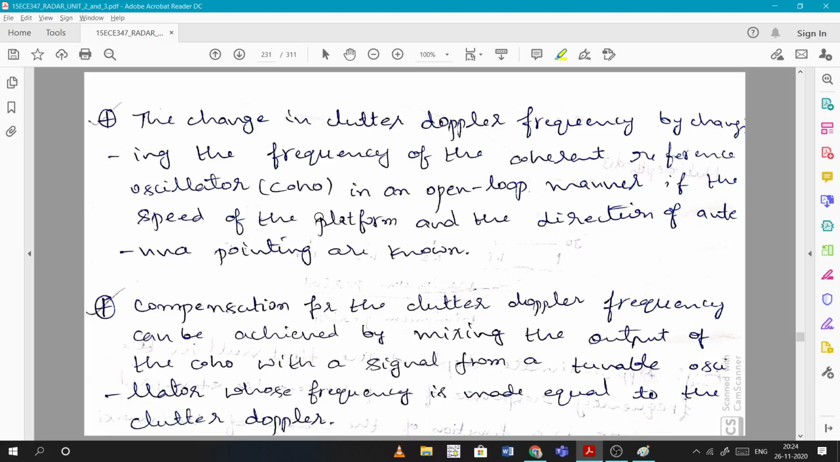The clutter Doppler frequency can be changed by changing the frequency of the coherent or reference oscillator in an open loop manner, if the speed of the platform and the direction of antenna pointing are known. Next, compensation for the clutter Doppler frequency can be achieved by mixing the output of the coherent oscillator with a signal from a tunable oscillator whose frequency is made equal to the clutter Doppler. That is one method.